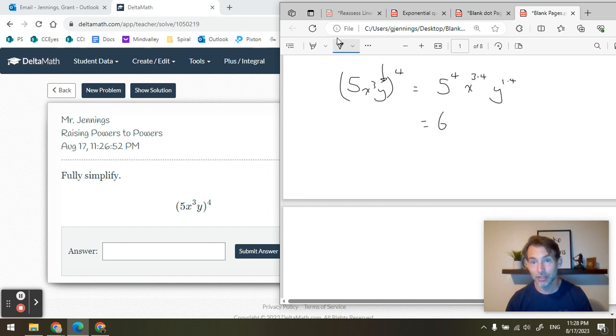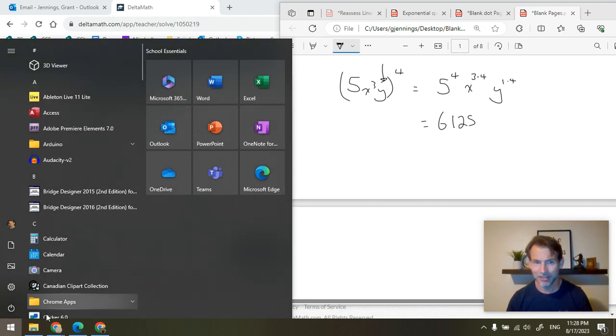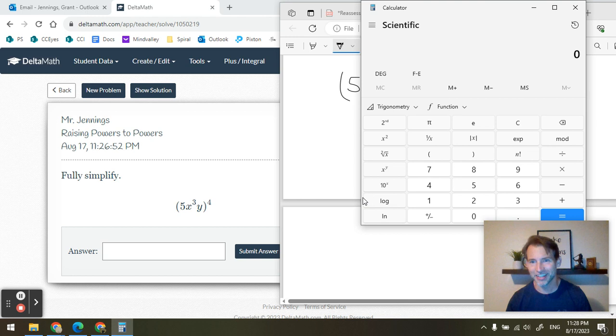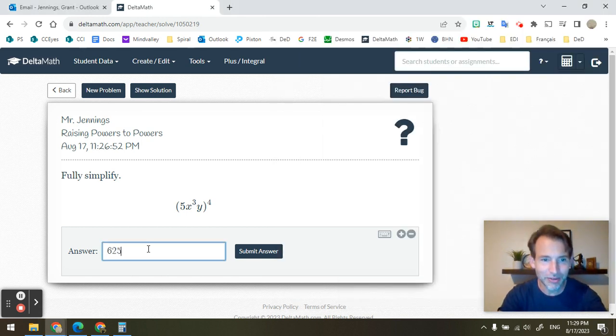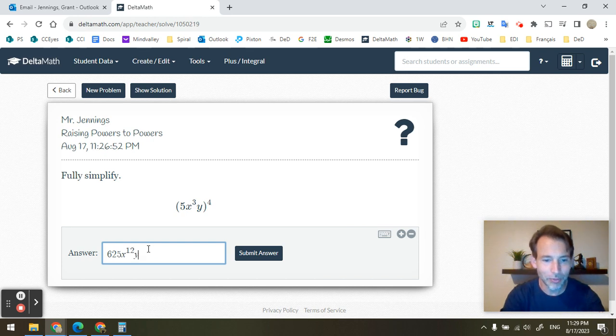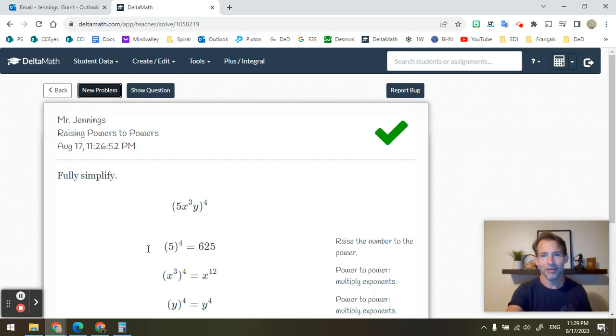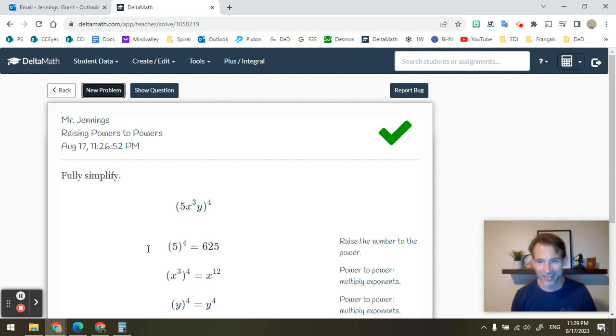So 5 to the 4 is 6125? 6125. And they would give you that on the calculator section. Why am I forgetting? It's embarrassing. 5 to the 4 is equal to 625. Where'd that extra 1 come from? It's very strange. It's very late. X to the 12, y to the 4. Wow. Okay, and so then we probably put that in as our answer. 625, x to the 12, y to the 4. Hooray. Don't add an extra 5,500 to your answers.